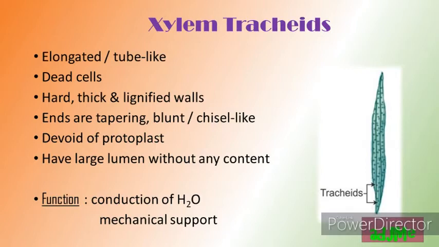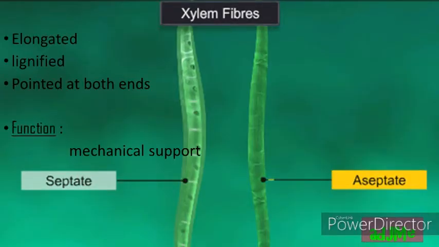So already I said xylem tracheids and vessels are mainly involved in the conduction of water. Then the second type is xylem fiber. They are also elongated and lignified, that is the cell wall is made of lignin, an organic substance. Here also you come across pointed ends on both sides, that is tapering. The main function of xylem fiber is mechanical support, that is, they give strength to the plant.